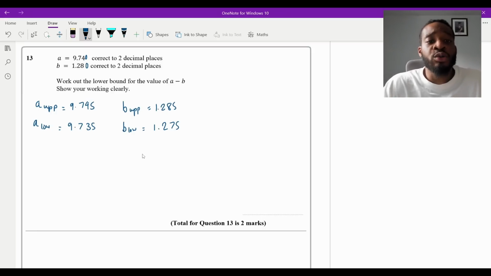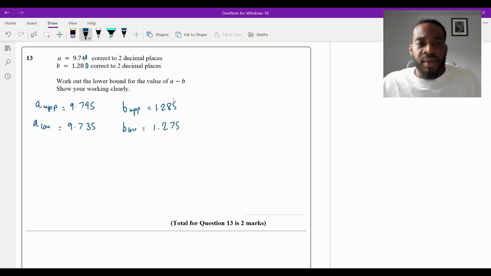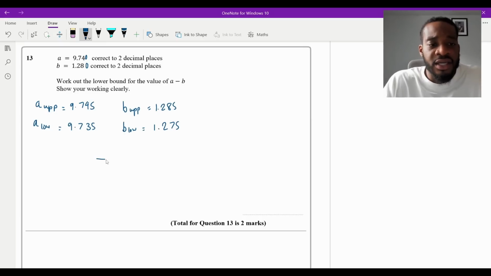I want the lower bound of A minus B. So I need to ask myself what combination of bounds will make A minus B as small as possible. You want to investigate what's going on here. You're doing A minus B. I want it to be small. So surely the number that I subtract should be as big as it can be. I want to take away B upper, because the bigger the thing you take away, the smaller it becomes.